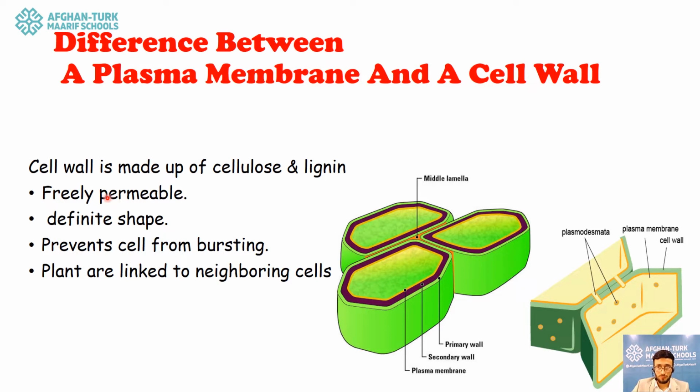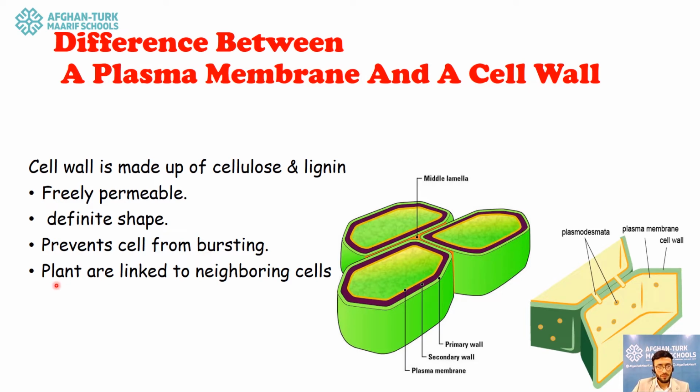but by possessing another membrane, for example the plasma membrane, which is located inside the cell, the plant cell controls the entrance and exit of substances. Also, it gives a definite shape to cells. It prevents the cell from bursting. It means when, during osmosis, the plant absorbs more water, this rigid form of the cell wall prevents the plant cell from bursting and breaking down.